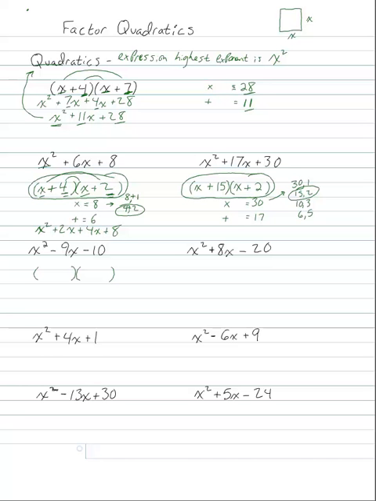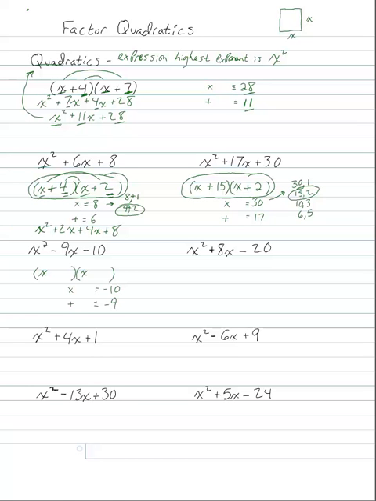So first term is x squared. I'm going to get x and x. I'm looking for numbers that multiply to give me a negative 10. Don't forget signs are important. Every other one's been a plus, but we still have to pay attention to the signs. And add to a negative 9.